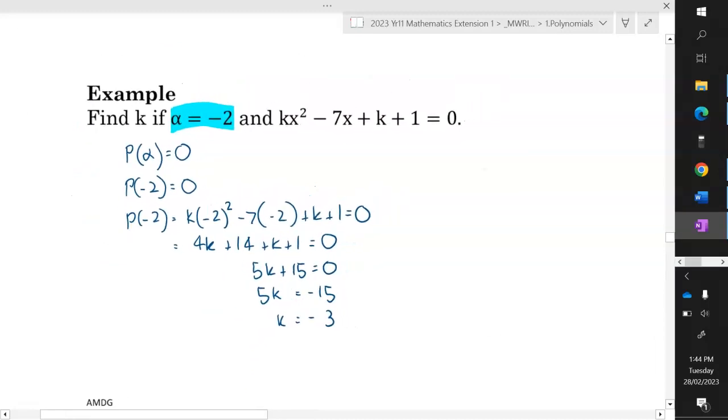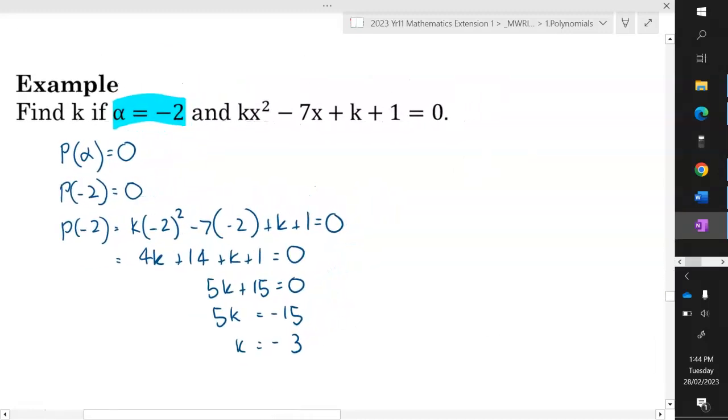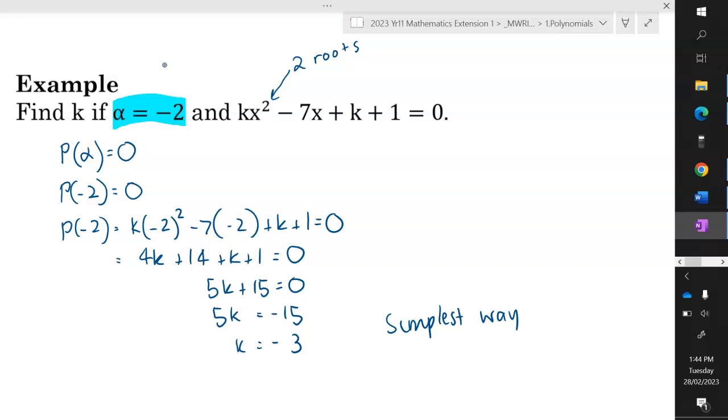Now there are other ways to do this question. This way is the simplest way, okay? We could look at a way where we know that this being a quadratic has 2 roots or 2 zeros, and we could use our minus b over a and c over a if we would like to, knowing that one of our roots is minus 2. So you could try that, and I can show you my working for that if you would like to see me in class about that one.